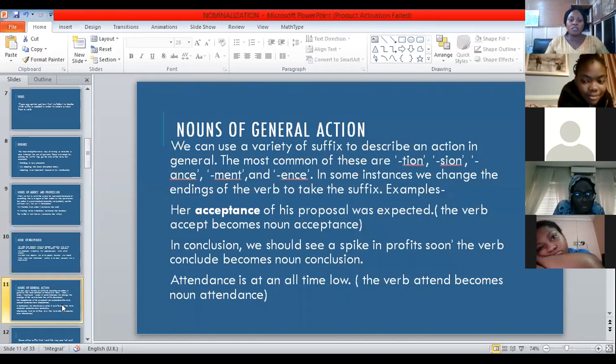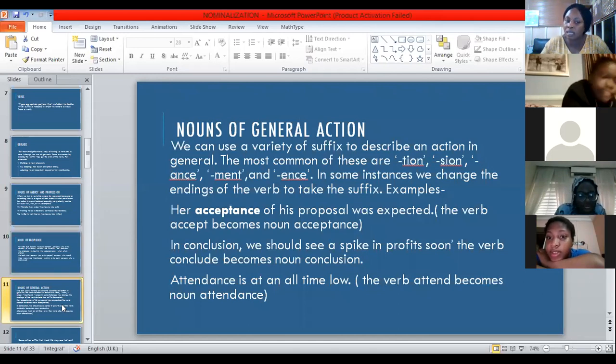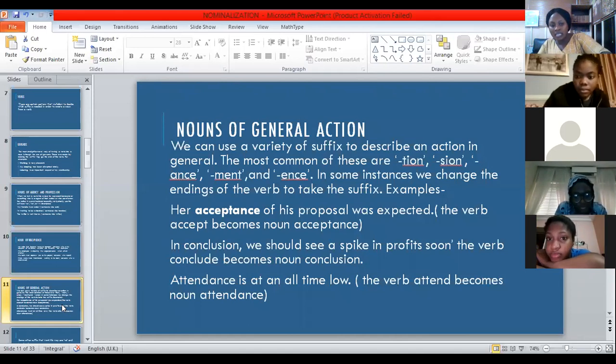How did we arrive at this? With the addition of the ION, the shun. With the addition of the ION, that's how we arrive. We now nominalize the verb conclude to become conclusion. Now, note, we elided the E that comes after the D and added the ION. In fact, we added the SION.